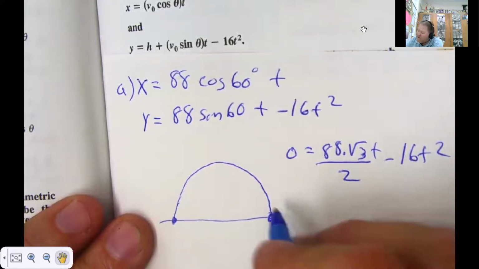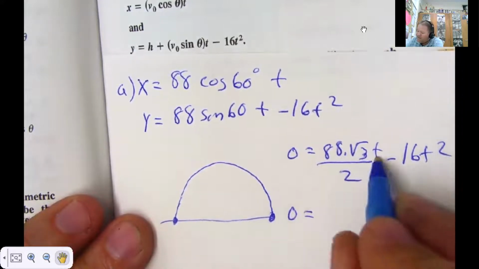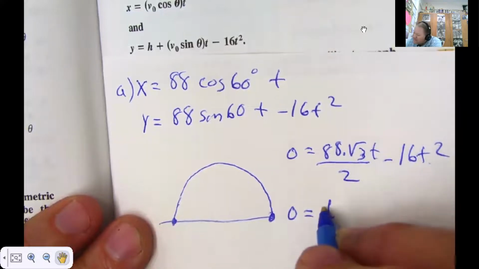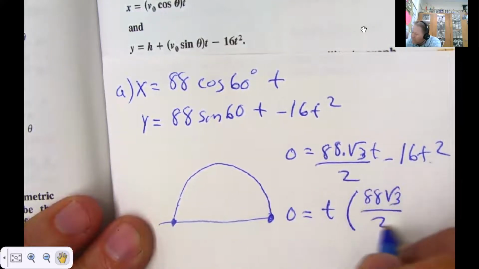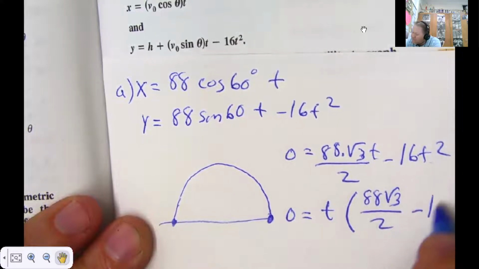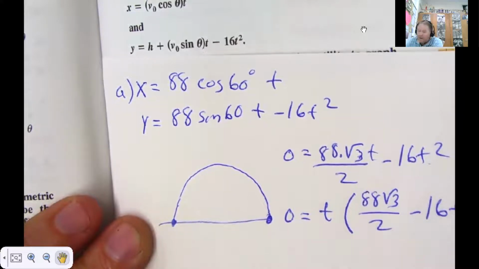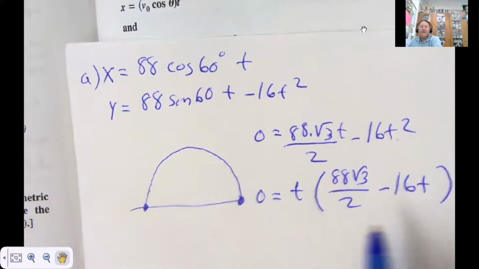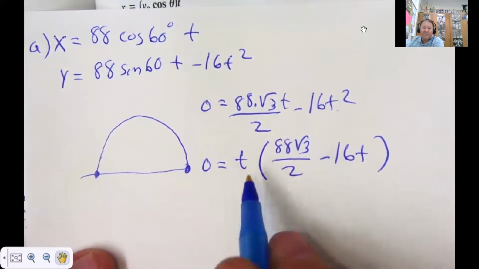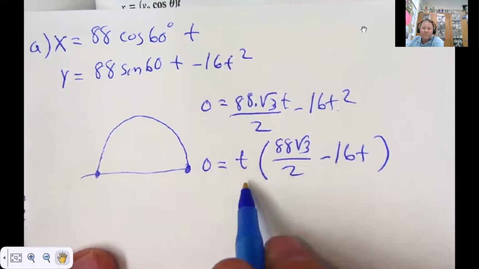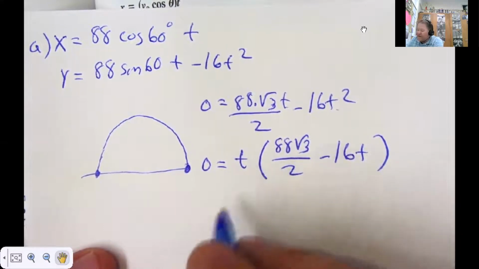Now I can factor out a t here. This is going to be 0, right? They each have a t. This would be t times 88 root 3 all over 2 minus 16t. Well, we know that the only way you can get 0 when you multiply two things together is if one of them is a 0. So we set each of the factors to 0.